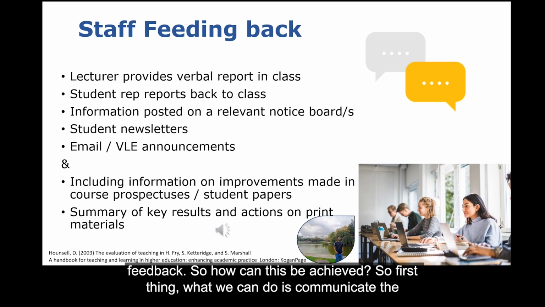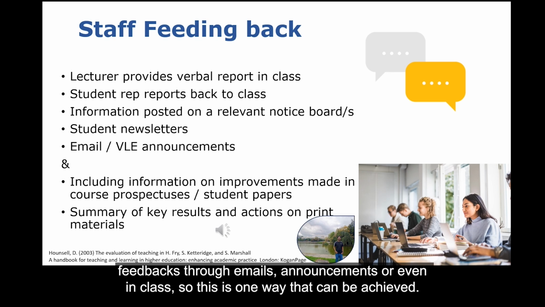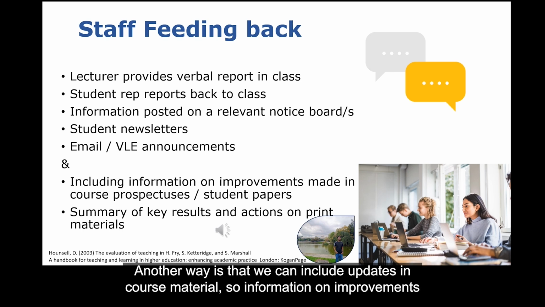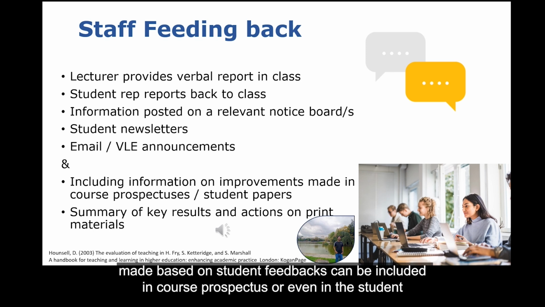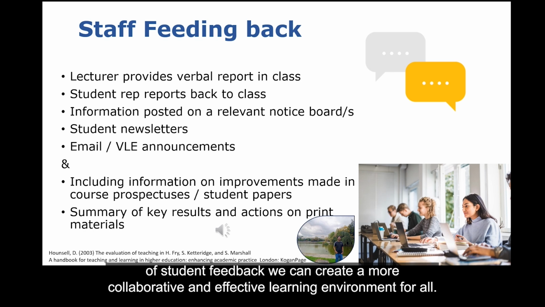So how can this be achieved? First thing we can do is communicate the action plans. Faculty can share summaries of key results and actions taken based on student feedback through emails, announcements, or even in class. So this is one way that can be achieved. Another way is that we can include updates in course material. Information on improvements made based on student feedback can be included in course prospectus or even in the student handbooks. So I would say that by closing this feedback loop and communicating the impact of student feedback, we can create a more collaborative and effective learning environment for all.